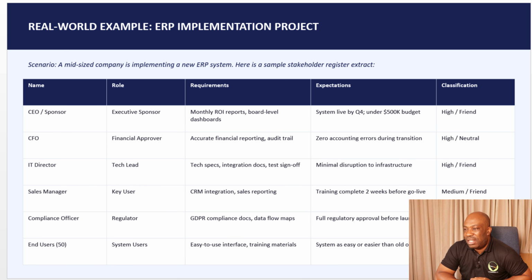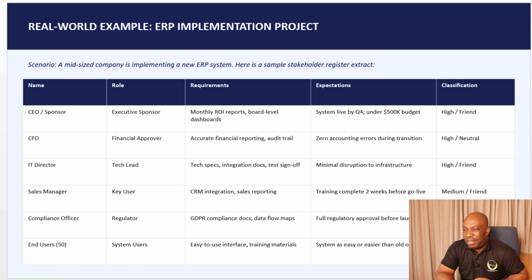Then you also have the sales manager. Their key role is a key user as a salesperson. And the requirements, remember this is a CRM example we are going through, they want integration and also sales reporting. The expectation from the sales manager is also training to complete 2 weeks before go live. So that's one of the expectations.